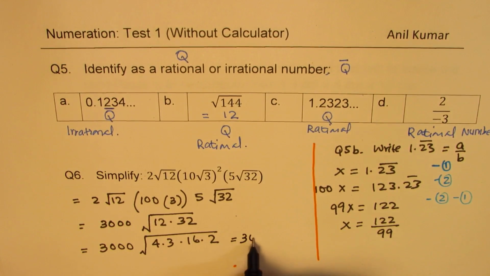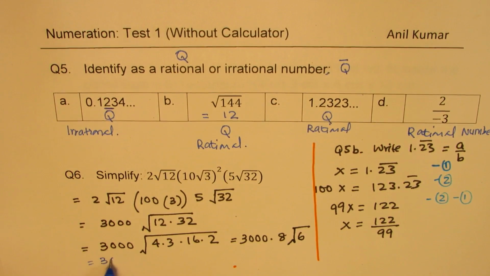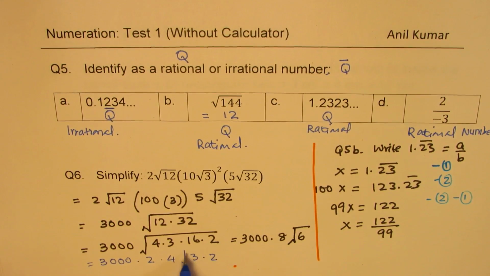So we could write this as 3000, and here 4, 2 will come out, 16, 4 will come out. So we'll have 8 outside, right? So we have times 8, and within square root we have 6. Does make sense to you, right? So basically what we have done here is we could have written this as 3000, and from 4 we get 2, from 16 we get 4, and within square root we have 3 times 2. Those are the numbers left, and that gives you the answer 3000 times 8 square root 6, correct?